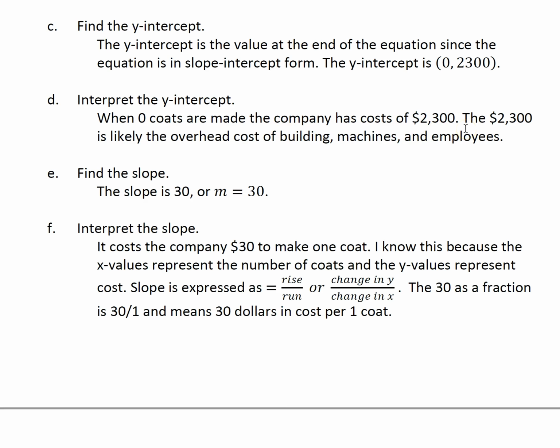Now, it may not make sense that a company would have a cost of $2,300 when absolutely no coats are made, but if we think about it, the $2,300 is likely the overhead cost of the building, machines, and employees.